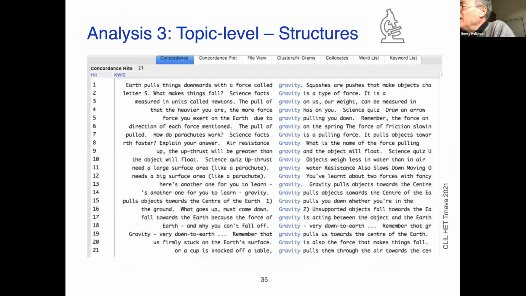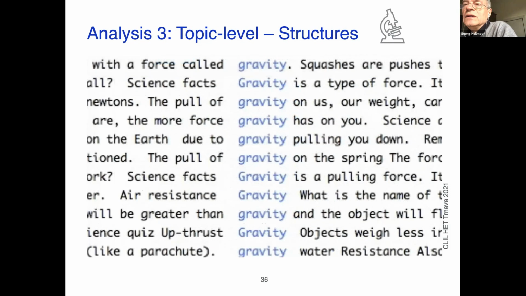Yes, thank you. Now, on this slide, you can see the use of the word gravity. And this is quite interesting because then if we look at how these terms are used, the next slide is slightly bigger. And there you can see, for example, the sentence, gravity is a type of force, or the pull of gravity on us. More force gravity has on you, etc. And by looking at these structures, we can then, of course, learn a lot about how things are being expressed, and especially how they are expressed by native speakers.